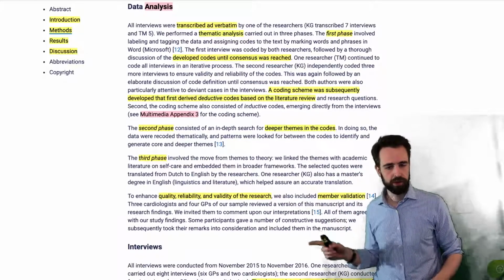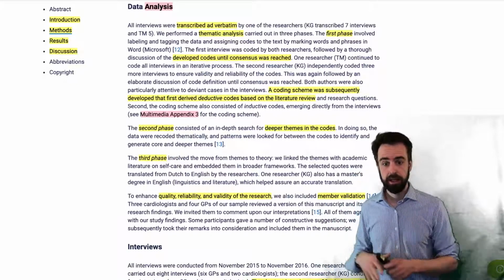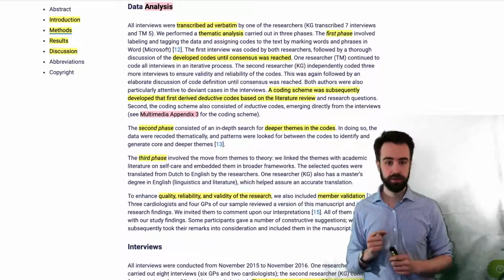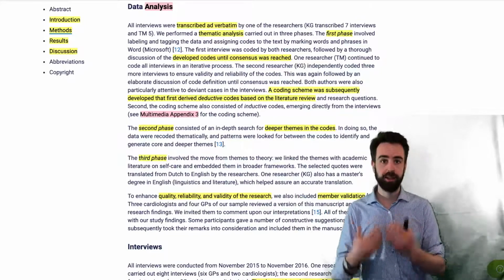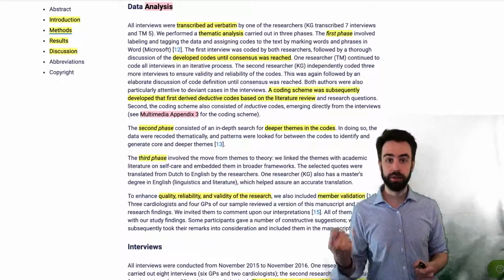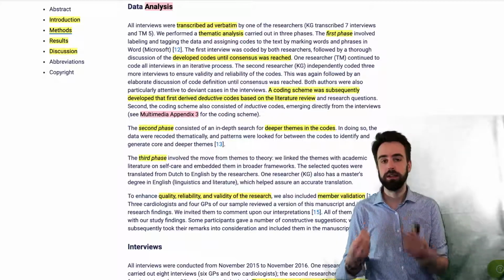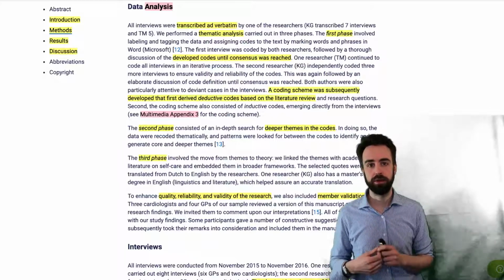And what they also describe here, so this is all in the context of replicability, is how did they assure quality, reliability, and validity of the research? Well, they did that through member validation, which means that they ran their interpretations by their interviewees to see whether their interpretations do indeed hold water in what these interviewees meant.